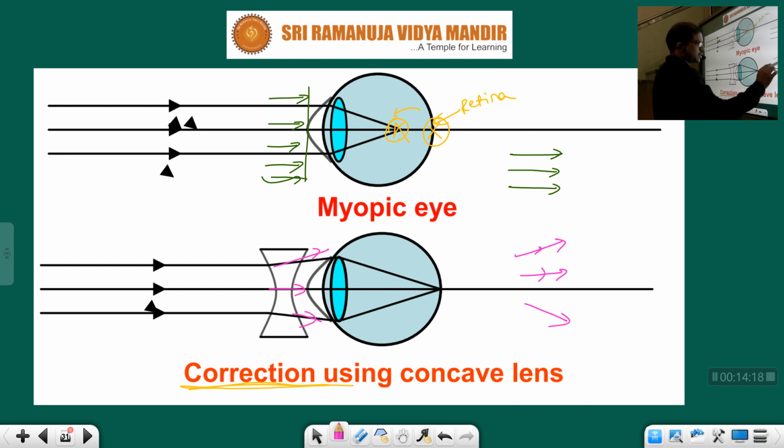Okay, children, so due to this change, the focal length, the meeting point, got shifted. Now the meeting point got shifted after keeping what? Concave lens.